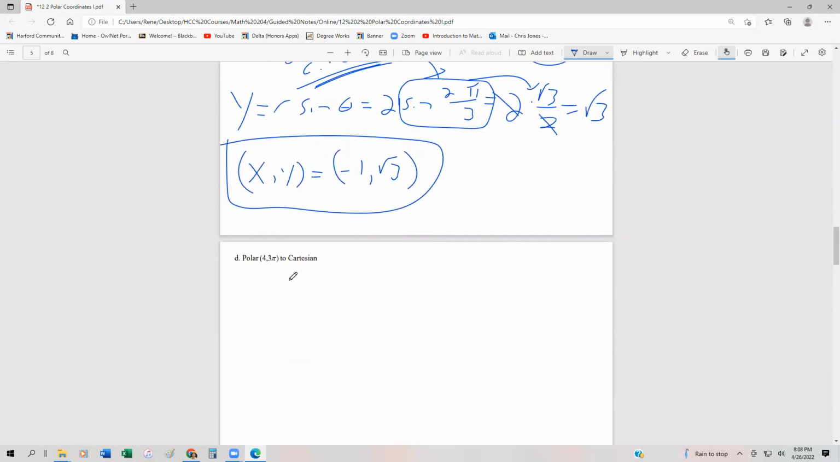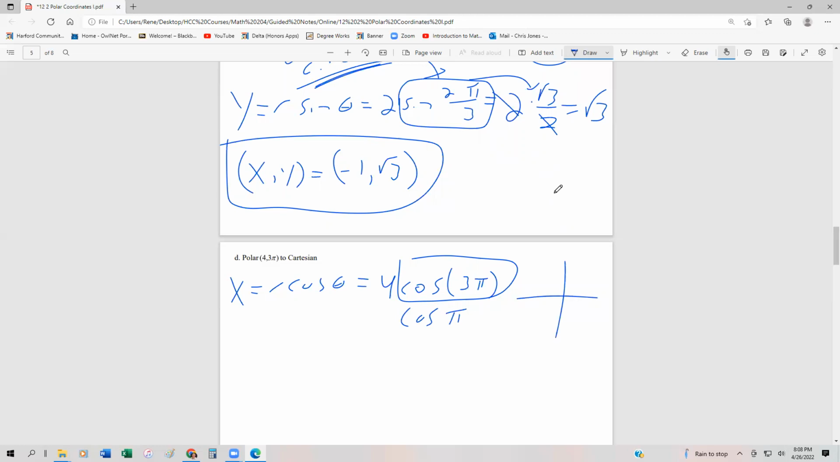And then finally, one last example. So we have 4 comma 3 pi. So we know that x equals r cos theta, or in other words, that's going to be 4 cos of 3 pi. We know that the cosine of 3 pi is actually coterminal to cosine of pi. All right, and if you don't trust me, just go into a unit circle. We know that this is 2 pi, and then if we go one more time around, that's going to be 3 pi. Okay, and we know that the cosine of pi is negative 1. All right, so this just becomes 4 times negative 1, which is negative 4.